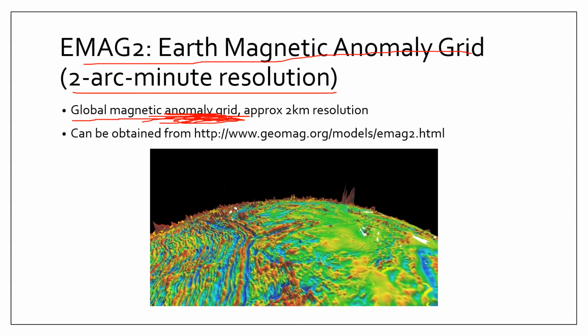Although note that this dataset has an approximate resolution of 2 kilometers. So each pixel is approximately 2 kilometers in size, which makes it good for regional mapping purposes. All right, and this dataset can be obtained from this website.